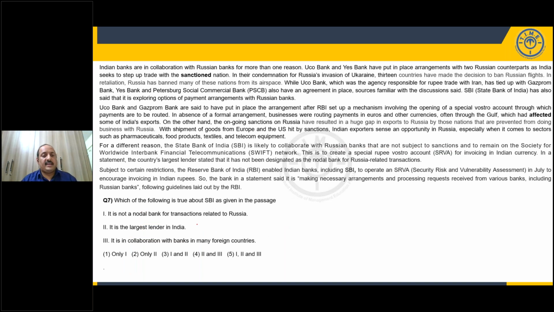Good. Which of the following is true about SBI as given in the passage? It's not a nodal bank for transactions related to Russia. Yes, it was given here. The country's largest lender stated it has not been designated as the nodal bank for Russia-related transactions. So one is definitely covered. Now the SBI, as per this, is the country's largest lender. So 2 is also covered. It's in collaboration with banks in many foreign countries. No. If I look at the last line, it says it is making necessary arrangements in processing requests received from various banks, including Russian banks. So they are trying to see with whom they can collaborate. But right now, they are not under those collaborations.